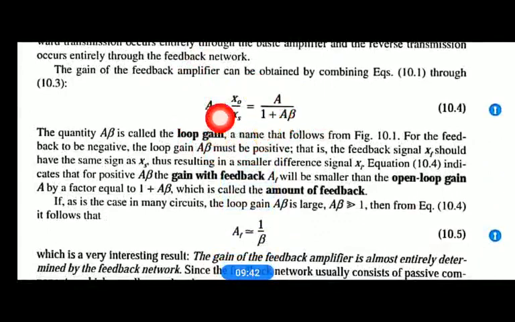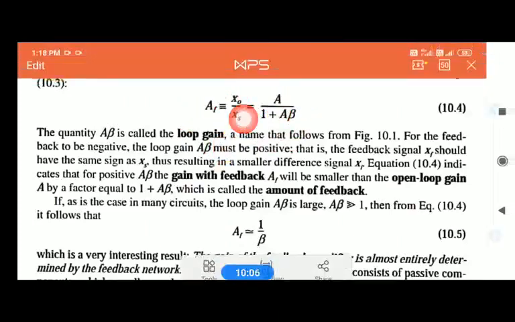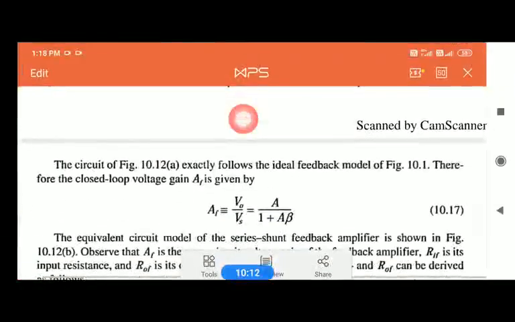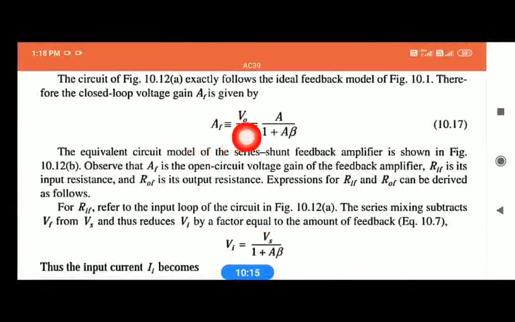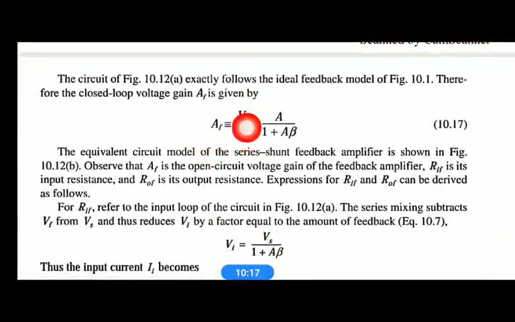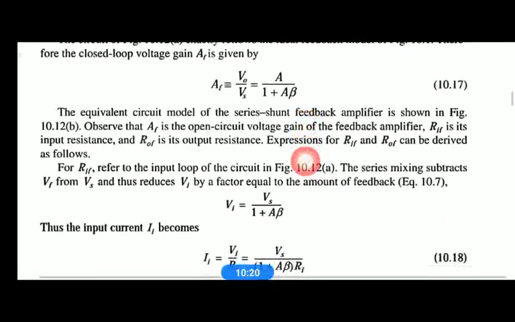Here, X0 is our output; our output for the voltage amplifier is V0, and our input for the voltage amplifier is Vs. So V0 by Vs is nothing but A divided by 1 plus A beta, which is the equation for AF. Understood? According to that general equation, V0 by Vs is equal to A divided by 1 plus A beta.